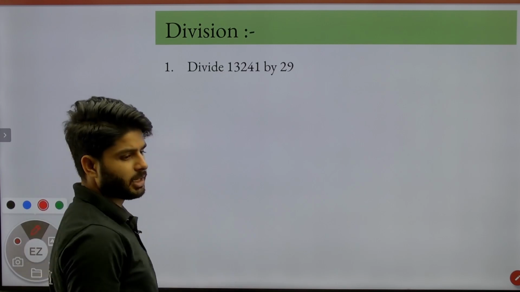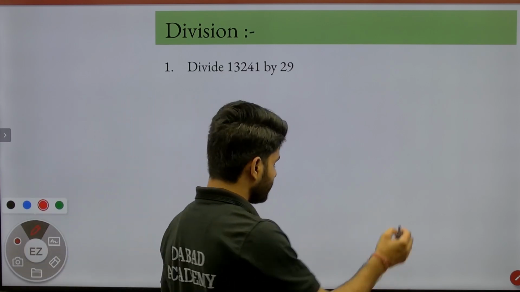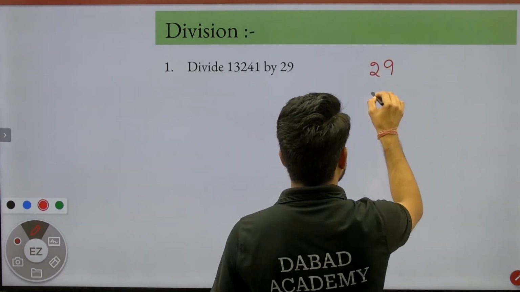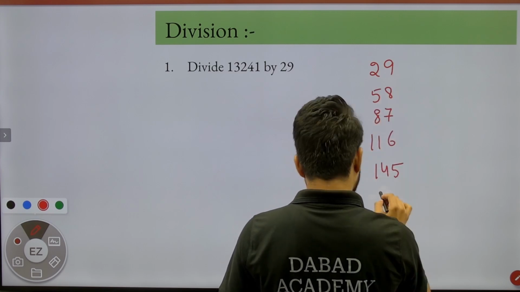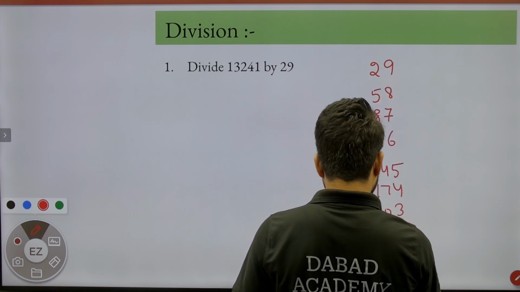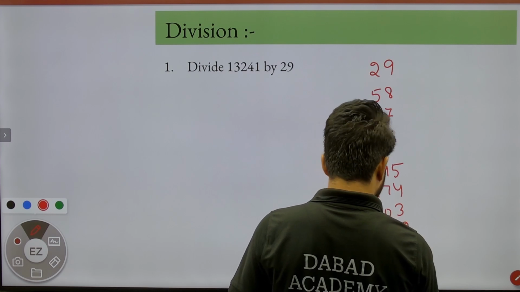Okay, now we have to divide 13,241 by 29. अगर आपको 29 की टेबल नहीं आती है तो पहले हम 29 की टेबल लिख देते हैं. That is 29, 29 2 is 58, 87, 116, 145, 174, 203, 232, 261.